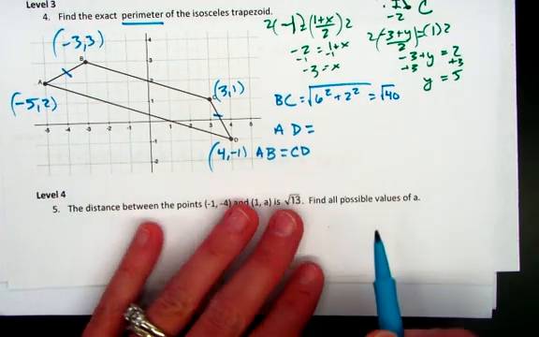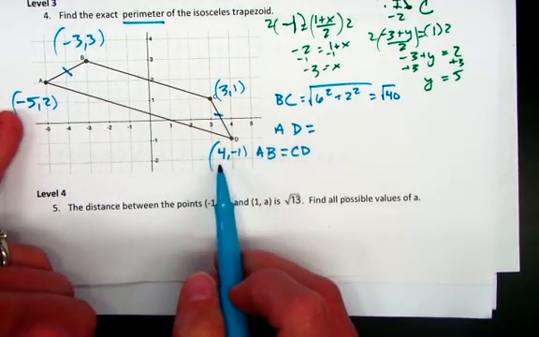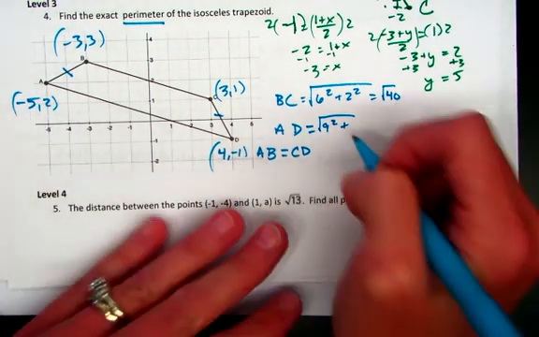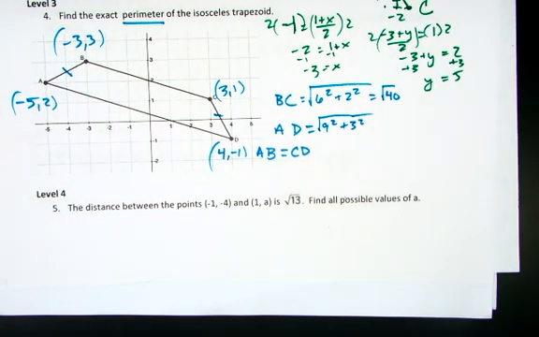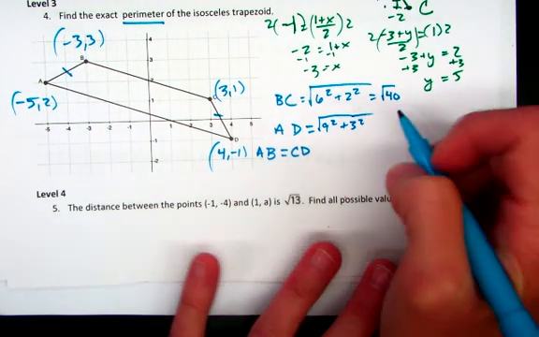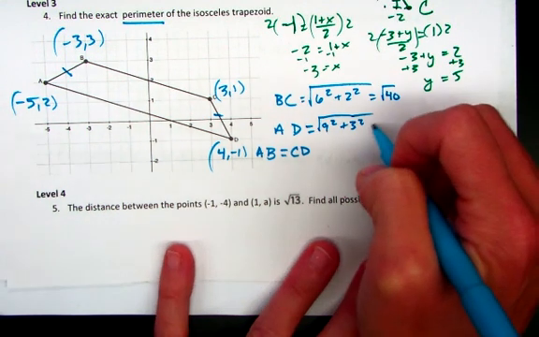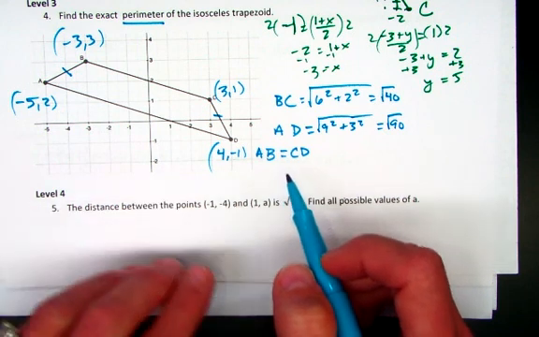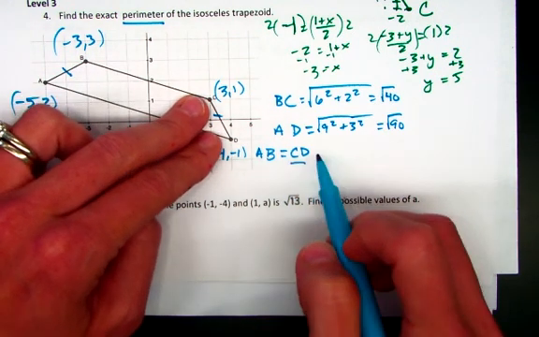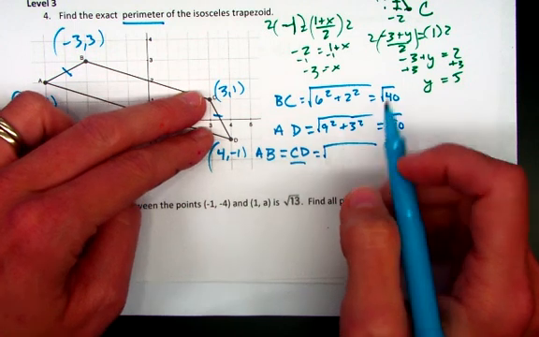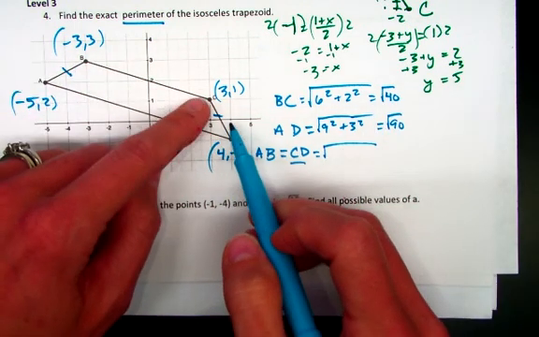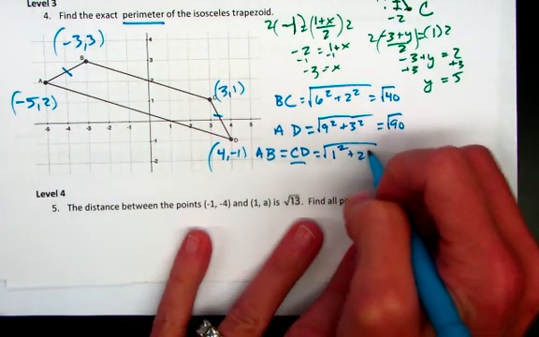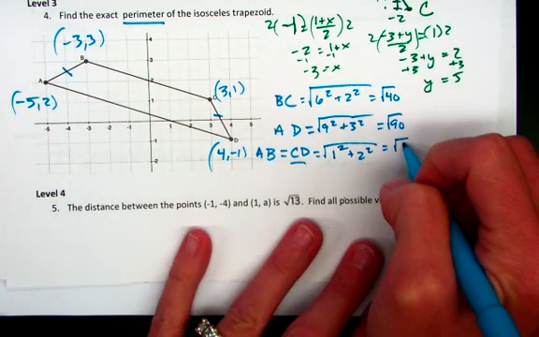And then for AD, the x's go from negative 5 to 4, that's 9 units apart. And for the y values, 2 to negative 1 are 3 units apart. So 81 plus 9 is going to be root 90. And then let's go ahead and use CD. So the x's from 3 to 4 are 1 unit apart. And then to go from 1 to negative 1, that's 2 units apart. So 1 plus 4 is root 5.